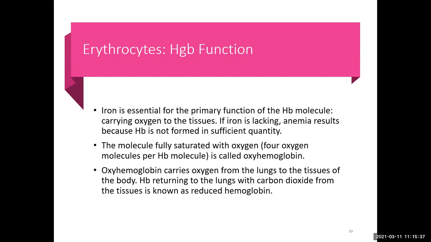If iron is lacking, you get anemia because the hemoglobin is not formed in a sufficient quantity. The molecule fully saturated with oxygen has 4 oxygen molecules per hemoglobin molecule. It's called oxyhemoglobin. So oxyhemoglobin is what's responsible for carrying oxygen from the lungs to the tissue. And of course, you understand the circulatory system, that the blood goes to the lungs, picks up oxygen, releases carbon dioxide, circles through the body, distributes the oxygen, picks up the carbon dioxide as waste from the tissue where the oxygen is used, and then transports it back to the lungs and does the exchange again.